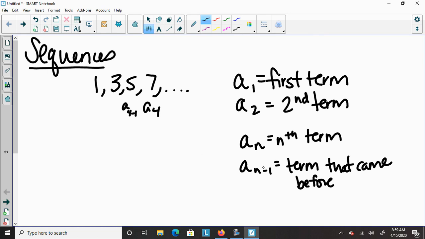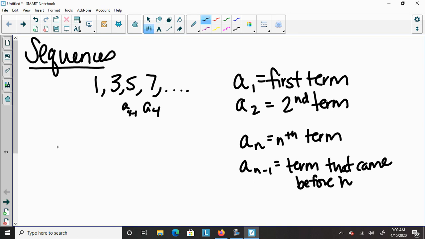That's just another way for us to put in an equation that this is the one that came right before, so that's going to come up a couple times. If you had n minus 2, it would be 2 terms before. N minus 3, 3 terms before. So the term that came before n, whatever n is that we're talking about. So that's all of our notation for our sequences.